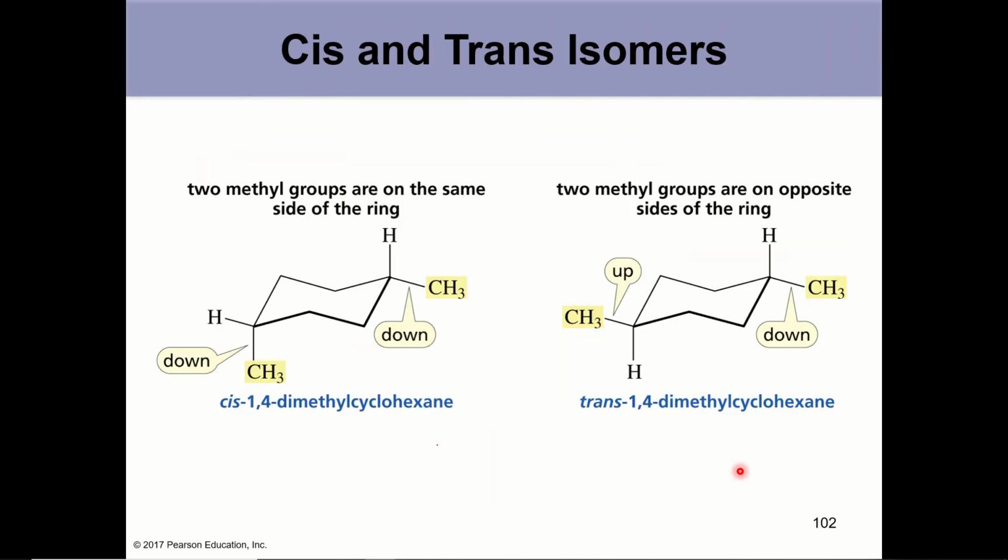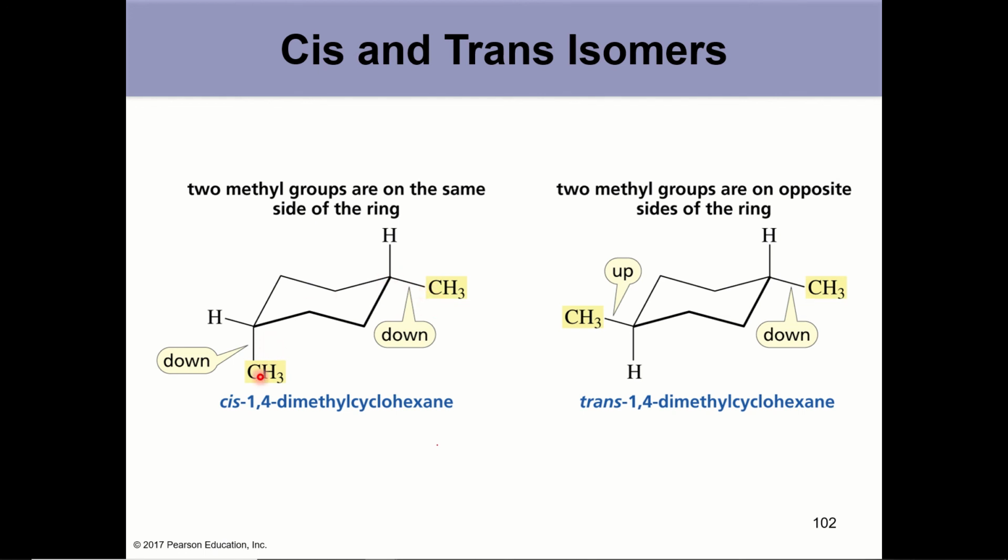Cis and trans isomers. We encounter cis and trans isomers for disubstituted rings. Disubstituted rings can have cis and trans isomers. So when we have two substituents on a ring, a cis isomer will have both substituents on the same side of the ring. So what they've shown on the figure at the left is that both substituents that are methyl groups are below the ring, or what they say, down.